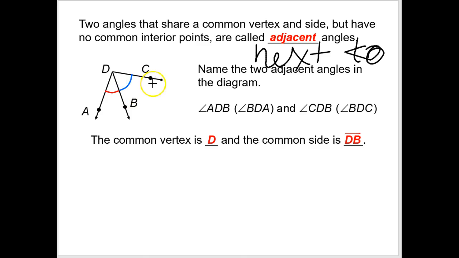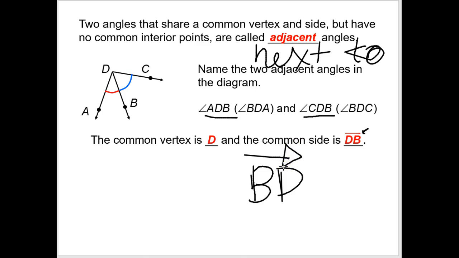So the adjacent angles are CDB, this one, and ADB or BDA, doesn't matter. Common vertex is vertex D, and the common side is ray DB. Look at that little arrow that they included in there to show that it's a ray. Could they say ray BD? No, because it starts with D, so D has to come first.